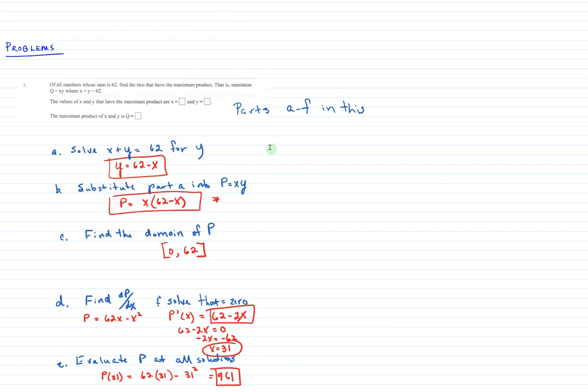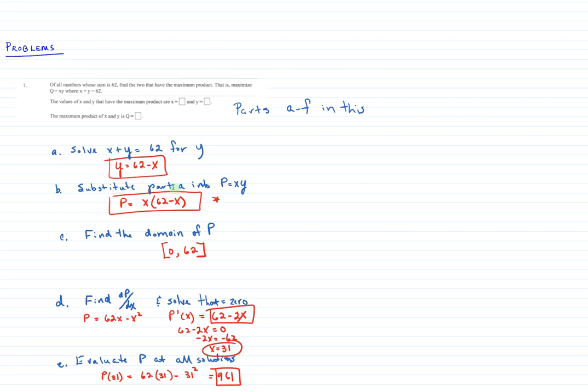So number one says, of all the numbers whose sum is 62, so there's a lot of combinations that could be that, find the two that have the maximum product. That is, maximize P equals xy, where x plus y is 62. These would be the final answers, but in the updated version, you do this in steps. Part A says solve x plus y equals 62 for y. That just means move the x over. You have y equals 62 minus x.